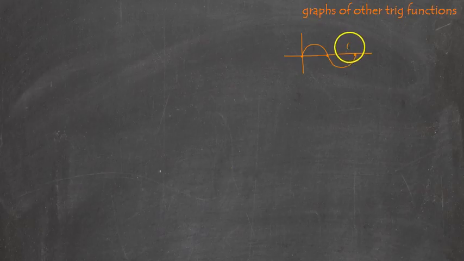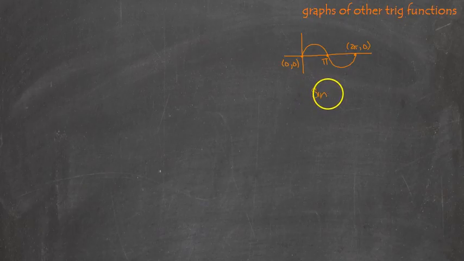Notice at 2 pi, sine of 2 pi equals 0. Same thing is true here at pi. I'm not going to write the point just for neatness sake. And the same thing is true, the sine of 0 equals 0. So what happens to the inverse?